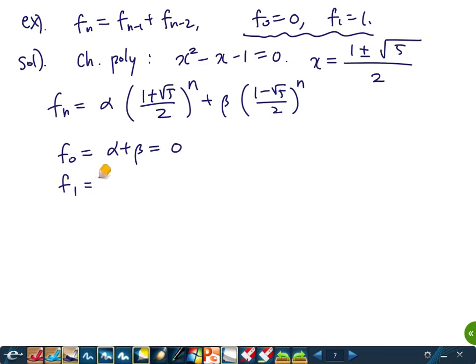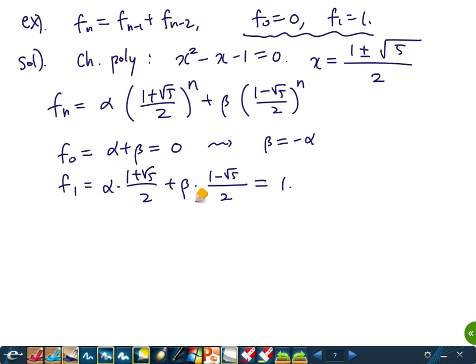And f1 is alpha times (1 plus square root of 5) over 2 plus beta times (1 minus square root of 5) over 2. This must be equal to 1. Now from this we know that beta is minus alpha, so you plug in beta equals minus alpha here. Then what do we get? These two will disappear, so the square root of 5 times alpha equals 1, right? So alpha equals 1 over square root of 5, and beta equals minus 1 over square root of 5.